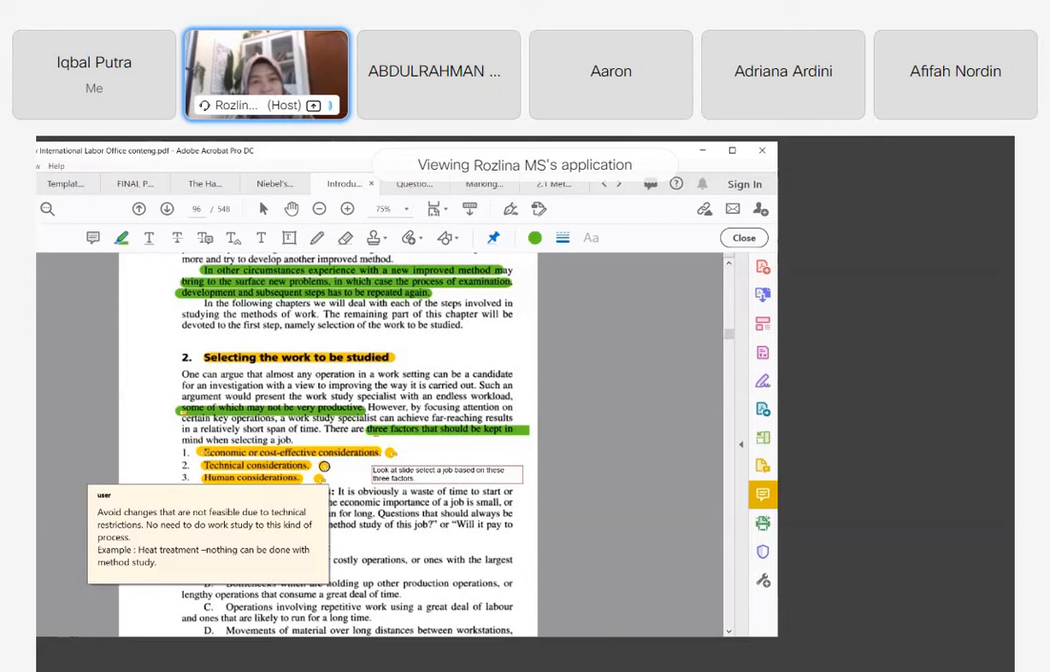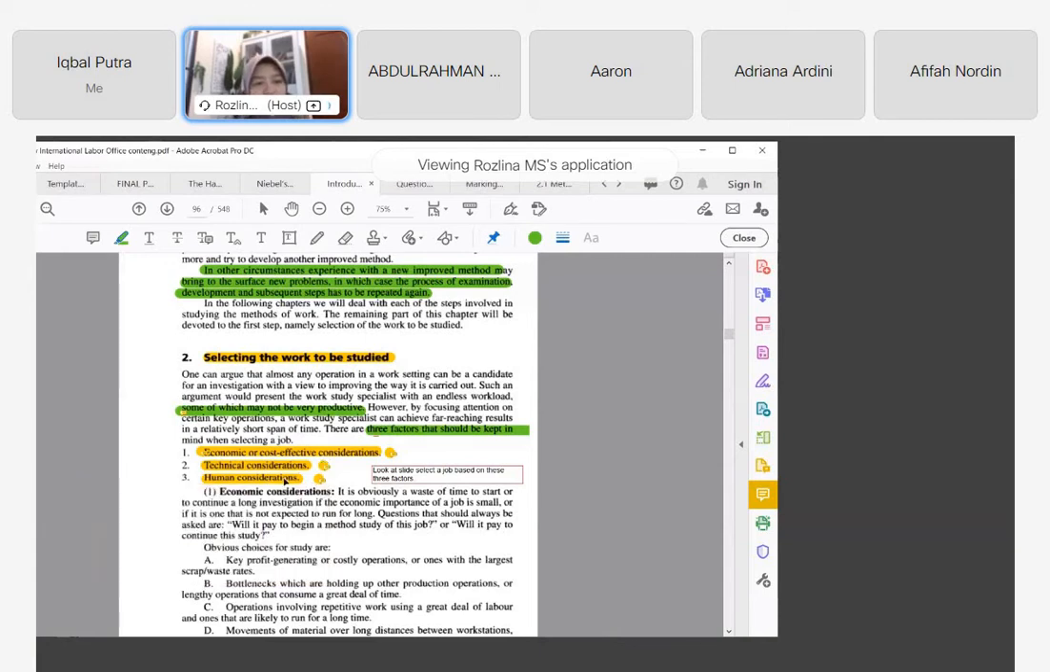So the curing process needs maybe 3 days to cure. So you cannot do work study for the curing process, because it fits. They need to have the time to cure. Okay, then we go to the human considerations.